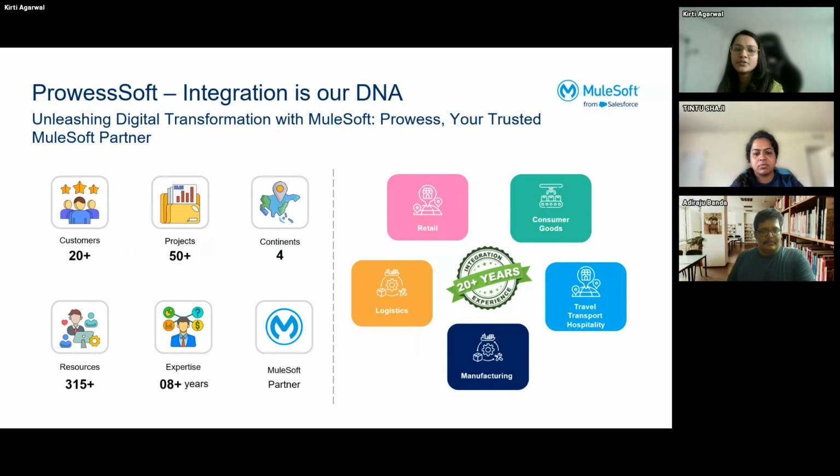ProwessSoft doesn't provide just integration as a service. Integration is in our DNA. We have partnered with a large number of enterprise clients to provide cutting edge integration solutions. What sets us apart is our team's extensive experience in both the TIBCO and MuleSoft ecosystems. We have firsthand experienced both the strengths and the nuances of each platform, and it allows us to navigate them effectively. In fact, our leadership team comes from a TIBCO background, particularly in enterprise large-scale integrations. And as a Salesforce recognized partner specializing in TIBCO to MuleSoft migration, we operate across four different continents, and we have a workforce of around 300 skilled resources.